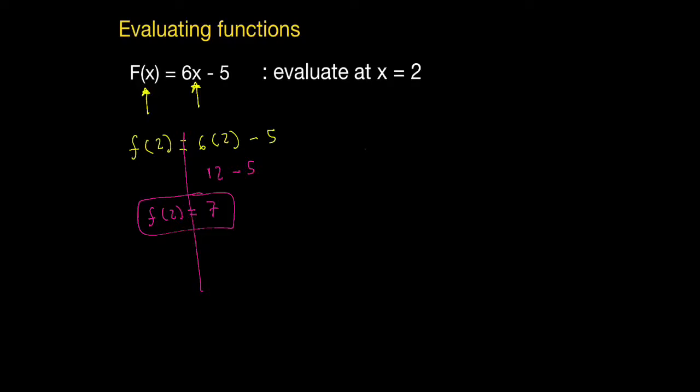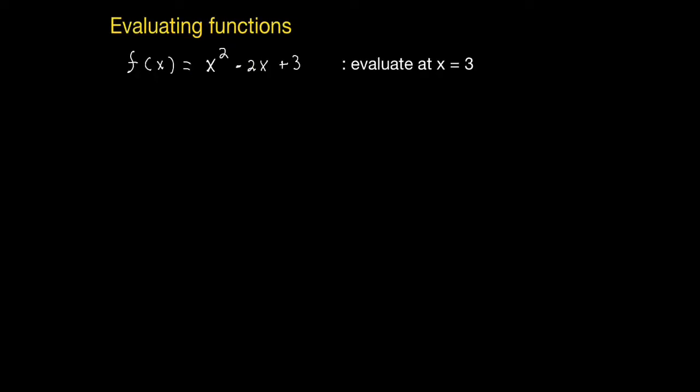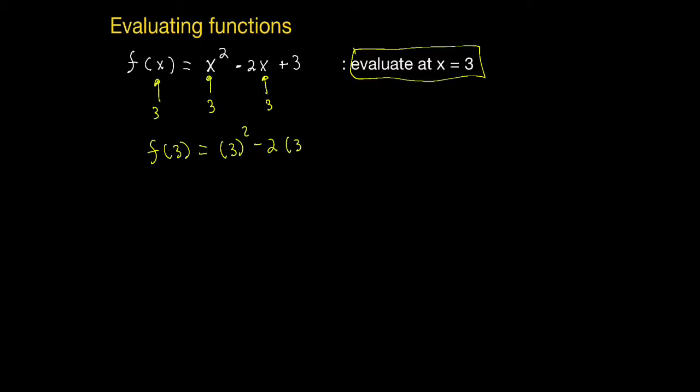We can try different functions such as this one. So here we have to evaluate at x equals 3. So everywhere we see an x, we're going to replace it by a 3 now. So let's do this. We get that f of 3 is the same thing as 3 to the second power minus 2 times 3 plus 3.